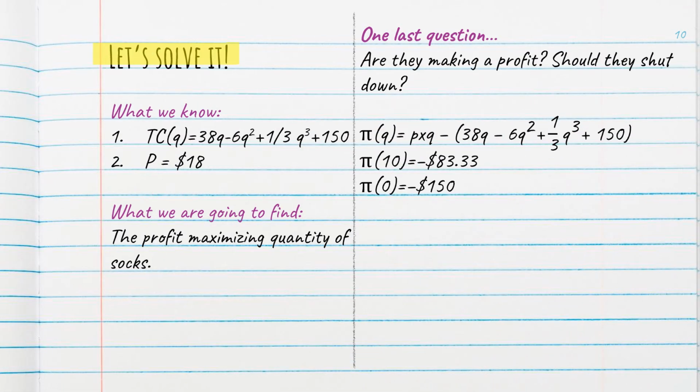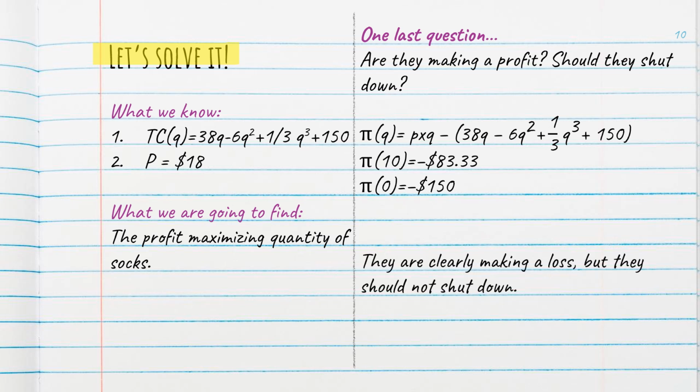Our firm is clearly making a loss. They're losing $83.33, but that does not mean they should shut down. In fact, they should not shut down because the loss from shutting down is even larger. The losses from shutting down are even larger. So by shutting down, they would lose more money than they currently are by continuing to operate.